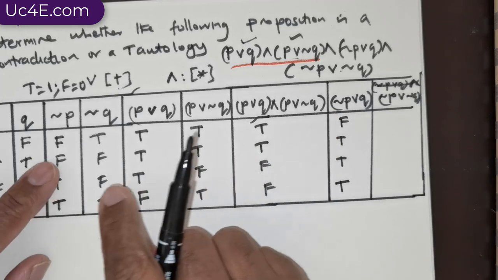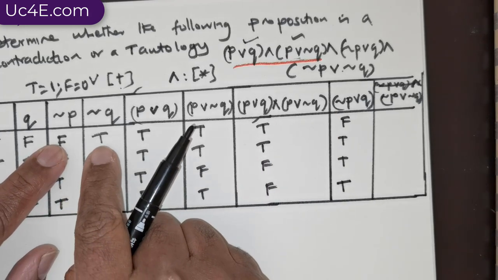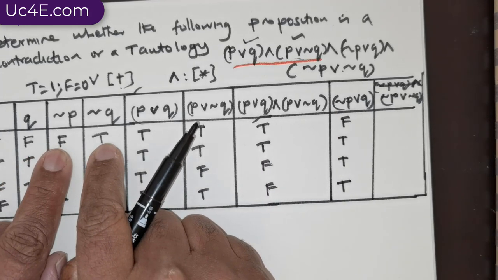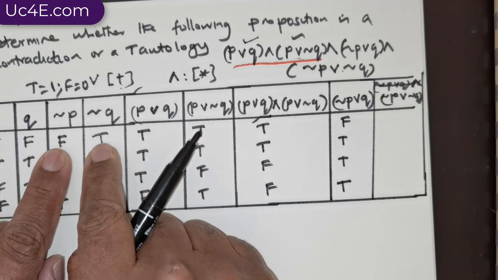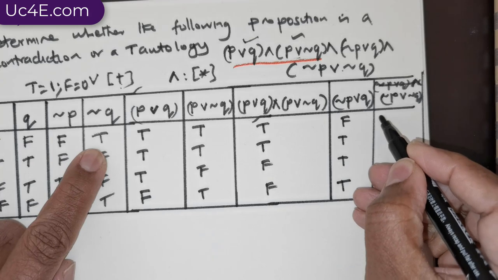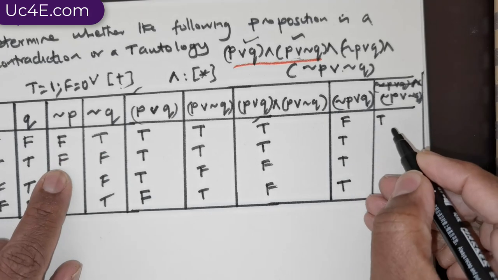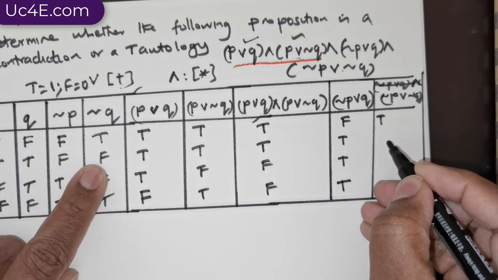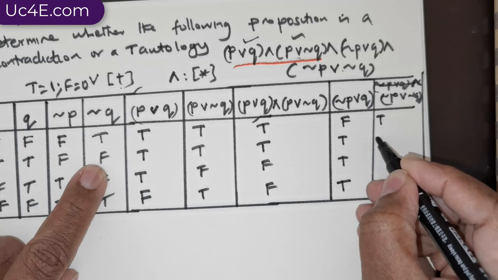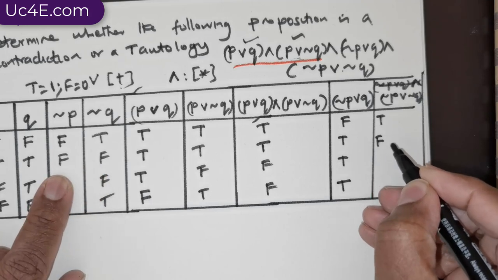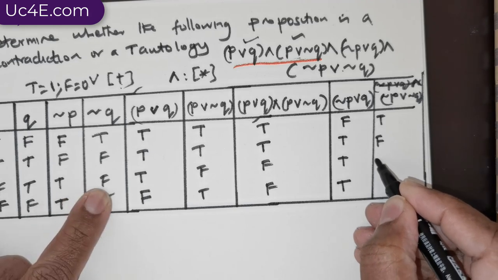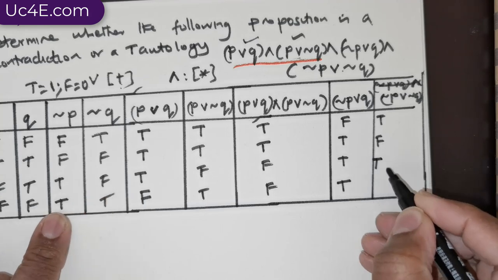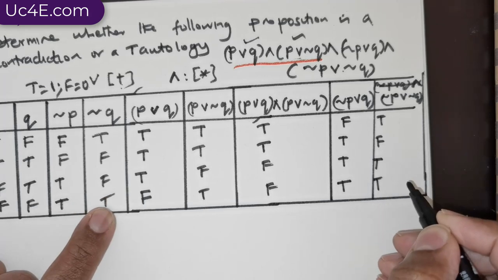So let's perform negation of P, disjunction with negation of Q. As I mentioned, disjunction means addition. This is 0, this is 1. 0 added with 1 will give me 1. 0 added with 0 will give me 0. 1 added with 0 is going to give me 1. 1 added with 1 will give me 1.